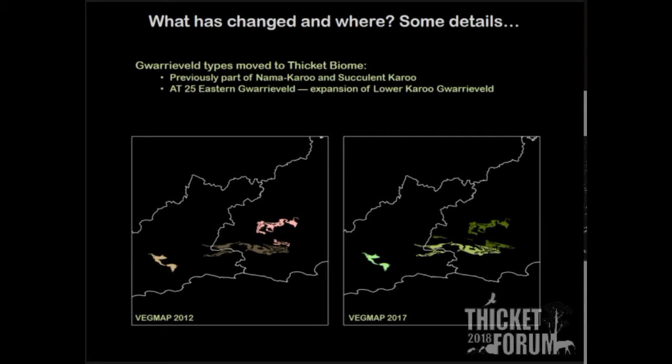So what we've done is we've basically taken them out of the succulent karoo and Namaqualand biomes and placed them back into the thicket biome. And we've also just expanded on one of these units. This used to be the Lower Karoo Gwarrieveld. You can see this pink unit on this side. We've expanded some of that also just to include areas that were identified as Gwarrieveld in the STEP mapping project. And we've therefore now given it a new type name, which is now Eastern Cape.